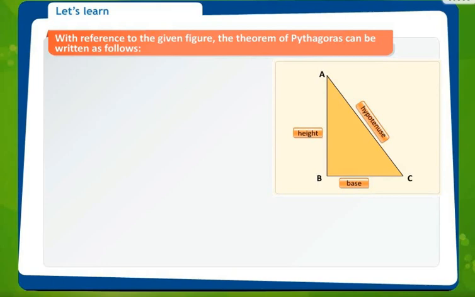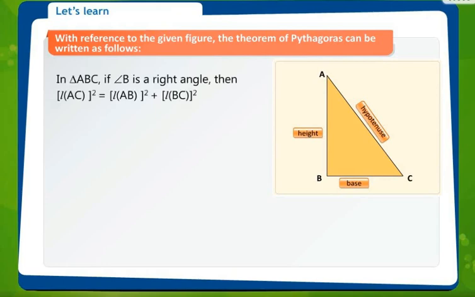In the last class, we studied the concept of right angle triangle and Pythagoras theorem. Now, we will further continue the Pythagoras theorem. You can see the figure below, the hypotenuse, the height and the base. Now, we will apply the theorem of Pythagoras.